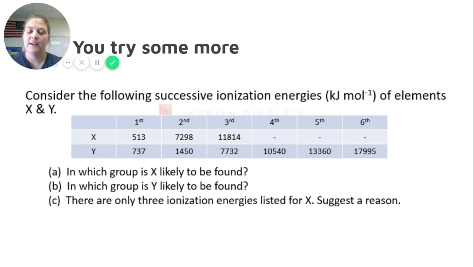And then, there are only 3 ionization energies listed for X, suggest a reason. So if you saw this on a test, what is one reason that you could see that discrepancy?